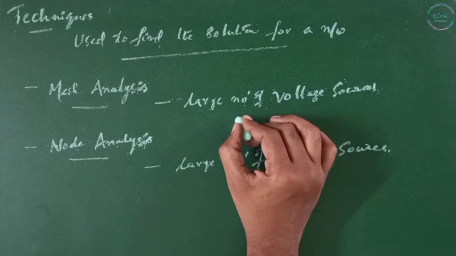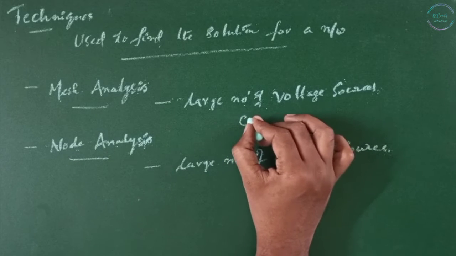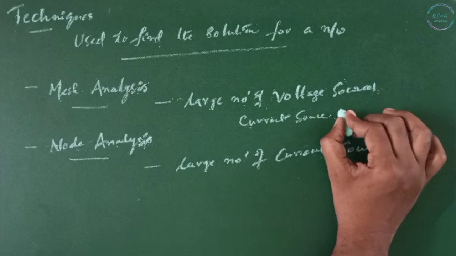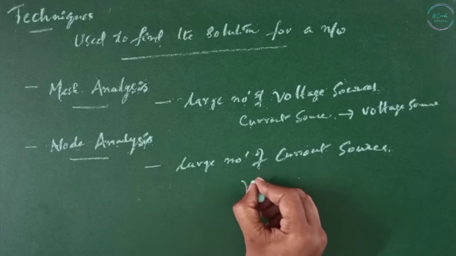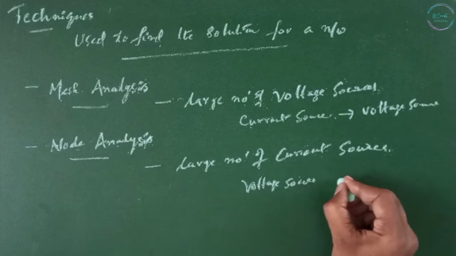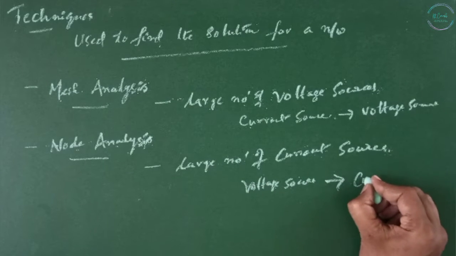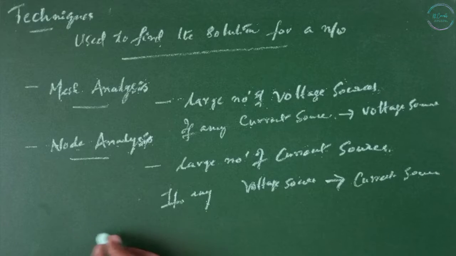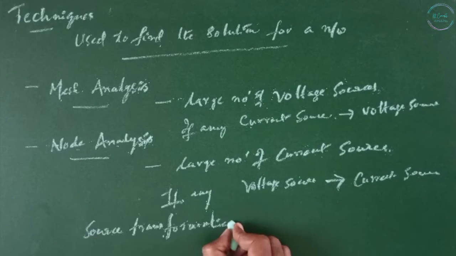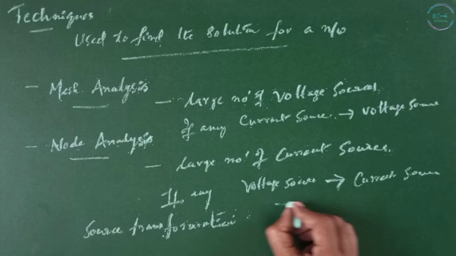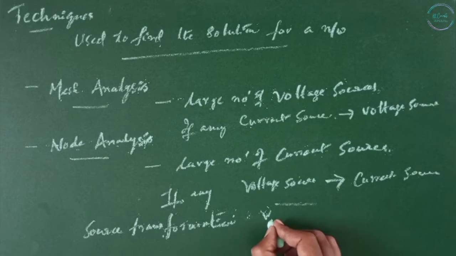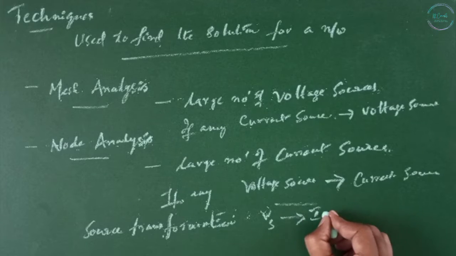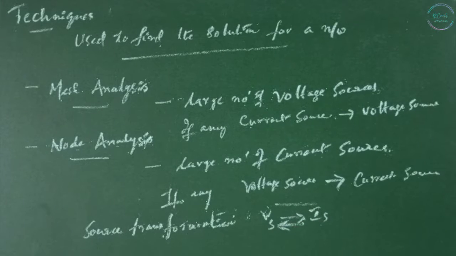So in mesh analysis, if there is any current source, we convert it into an equivalent voltage source. If there is any voltage source, we convert that into a current source. You can refer to the source transformation video on how to convert a voltage source into a current source, as well as a current source into a voltage source, that is Vs into Is and Is into Vs. The link is given in the description below.